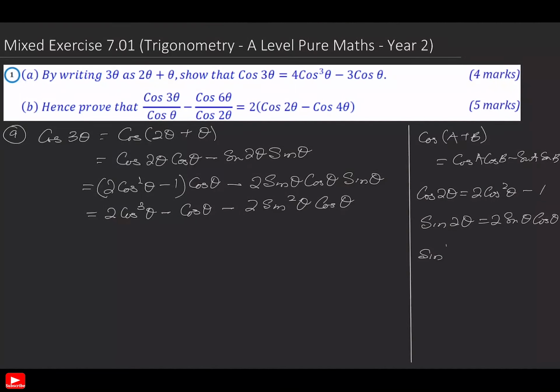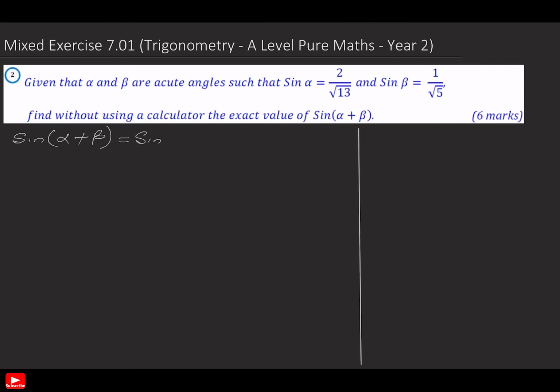So sine alpha plus beta needs to be expanded, and that gives us sine alpha cos beta plus sine beta cos alpha. So we need to find these values here and do our substitution. But the only values we've got are sine alpha and sine beta. So what we do now is draw right angle triangles and use SOHCAHTOA.